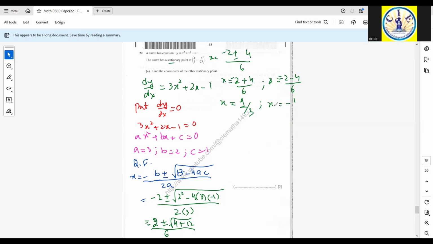We have got one value given in the question, and we need to find out the other one. So we need to find out the value of y for this x equal to -1. So replacing this value of x into the given equation, -1 cubed plus -1 squared minus -1. This is -1 plus 1 and then plus 1. So the value of y is 1. So the other stationary point is x is -1 and y is 1.